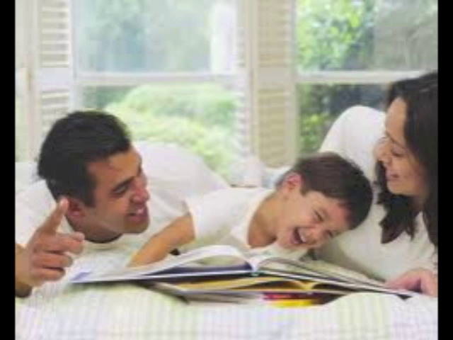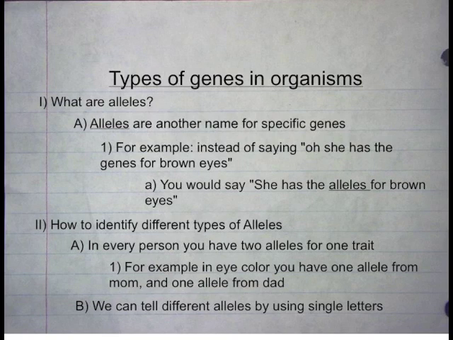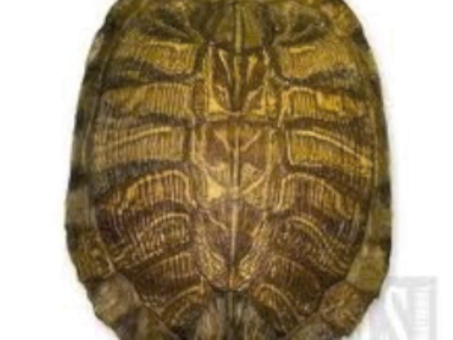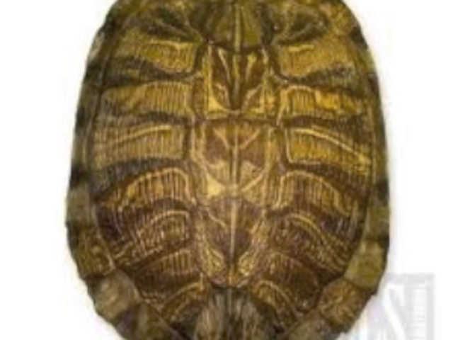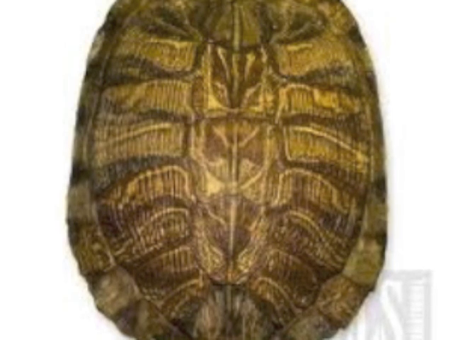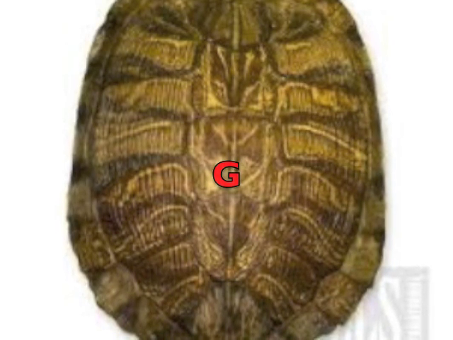Remember, your parents give you your traits. So that means you have a combination of mom and dad within you, but you still carry genes from both parents. We can tell the difference of different alleles by using single letters. Let's say, for example, here I have a turtle shell that's brown. I could use any letter to indicate it, but the choice I'm going to choose is big G.